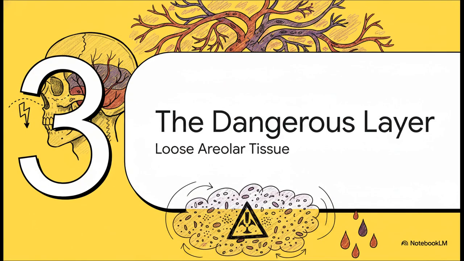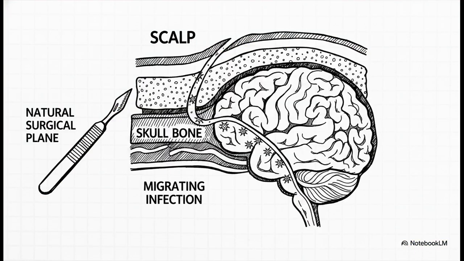Which brings us to Section 3, the dangerous layer. That L layer, the loose areolar tissue, is essentially this spongy, empty space. Now, on one hand, it's a huge help for surgeons. It provides this natural plane of cleavage, making it the perfect layer to mobilize scalp flaps during a craniotomy. But there is a much darker side to it.